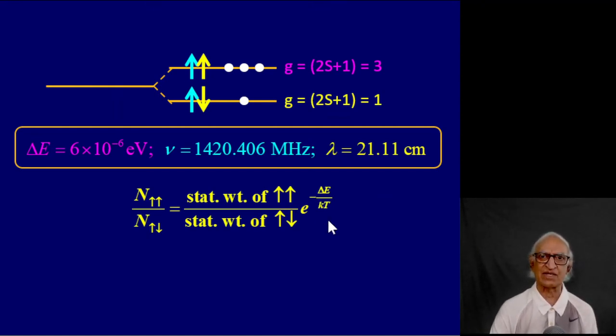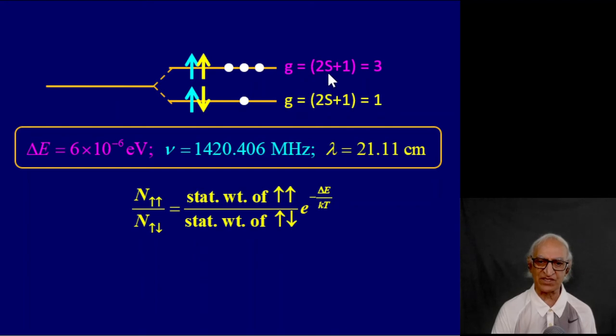Now, suppose I give you N hydrogen atoms in the ground state. I can now ask the question, how many of them will be in the upper state and how many of them will be in the lower state? If you have studied some statistical physics, you will know that the ratio of the number in the upper state to the number in the lower state is given by e to the power minus delta E over kT, where delta E is the energy level difference between the upper and the lower level. It is multiplied by what is known as the statistical weight. The statistical weight is G. G is 2s plus 1.